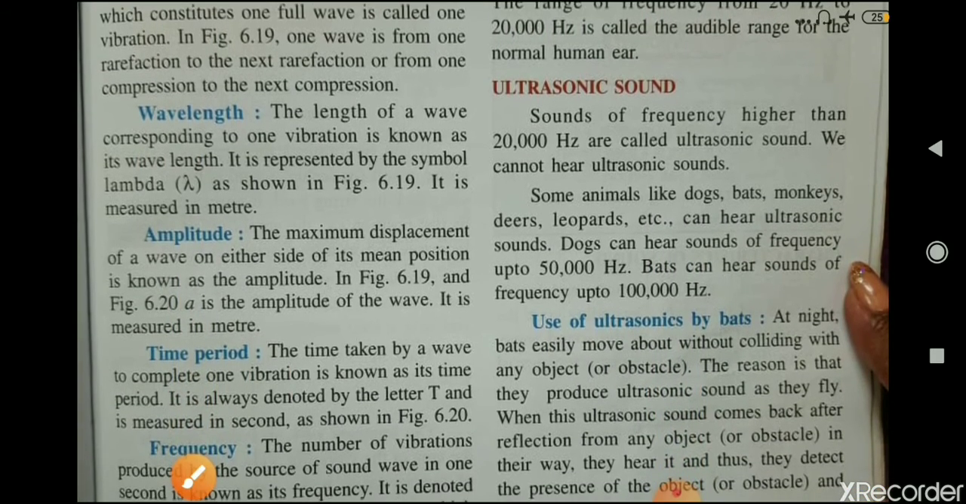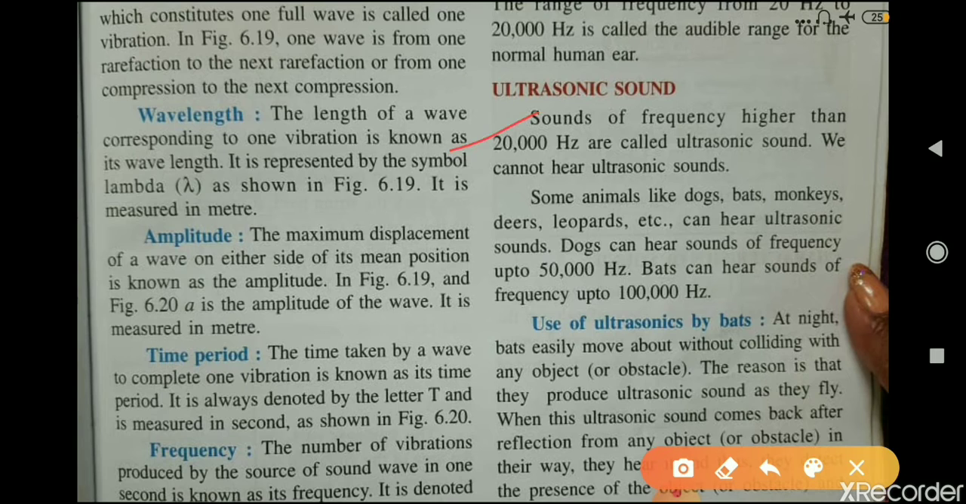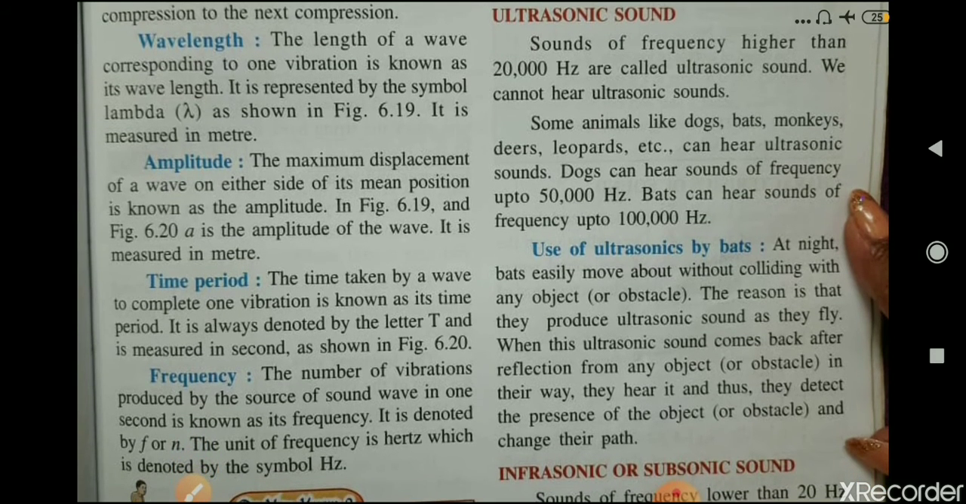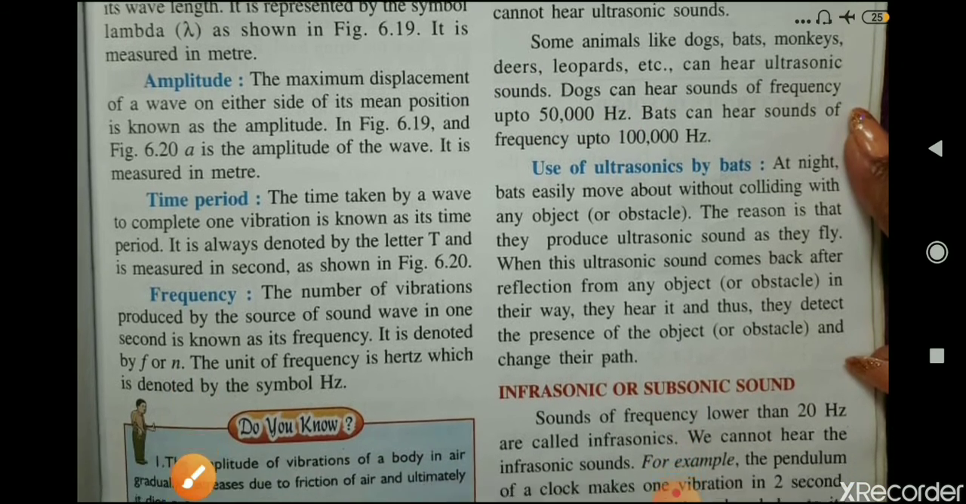Now, ultrasonic sound. Sounds of frequency higher than 20,000 hertz are known as ultrasonic sounds. We cannot hear ultrasonic sounds, but animals like monkeys, dogs, bats, leopards and deer can hear them. The audible range for dogs is up to 50,000 hertz, and for bats 100,000 hertz.